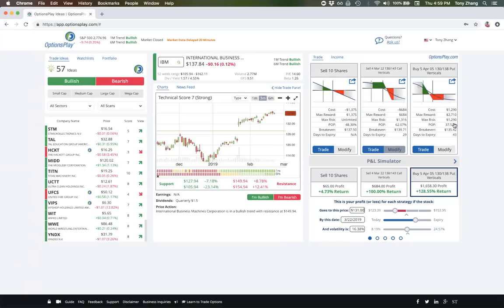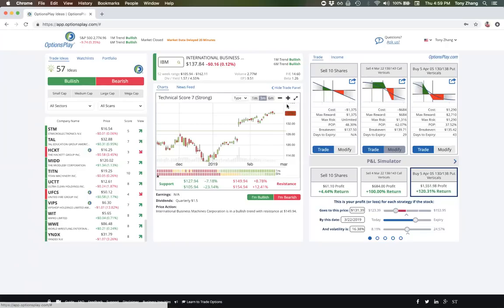Versus on the debit spread, even though I'm risking the same amount of money, $1,300, I can make up to $2,700. So if the stock moves down to 131, I actually make more than double what I made on the credit spread. And if the stock really plummets back down to 124, that's really where I'm able to make almost $2,700. So that would be a pretty extreme move, and I don't think that that's necessarily realistic.